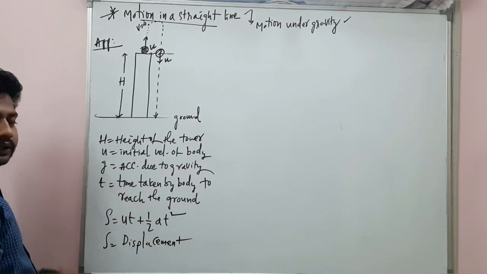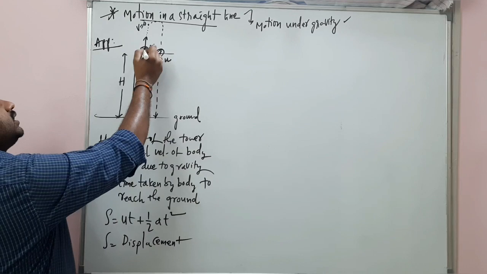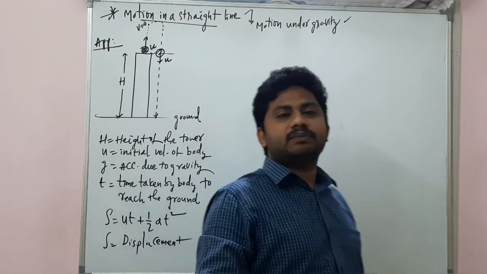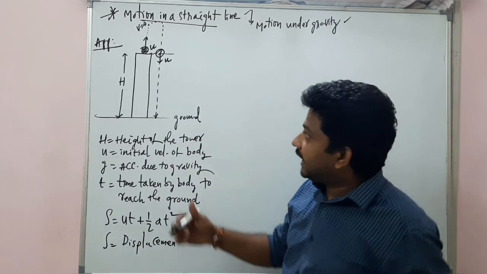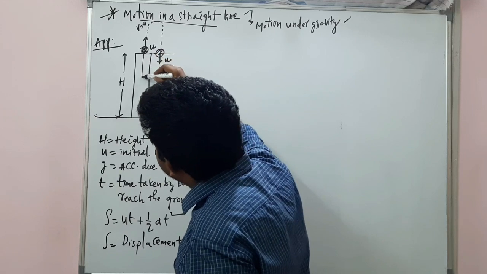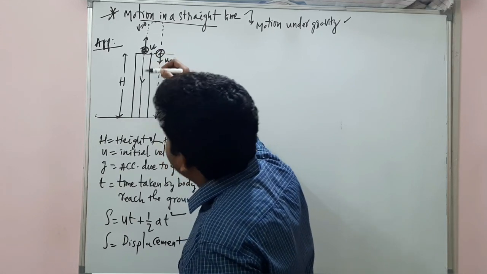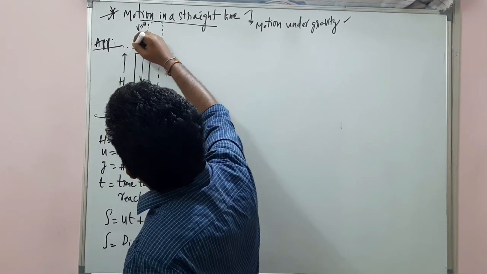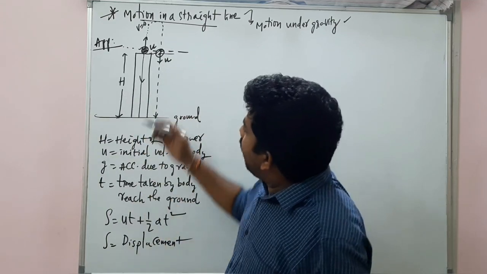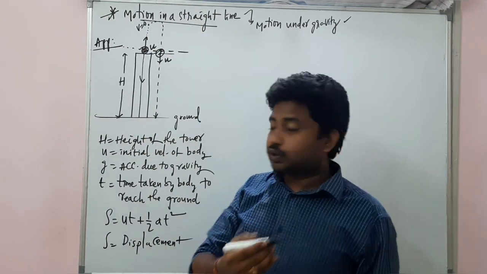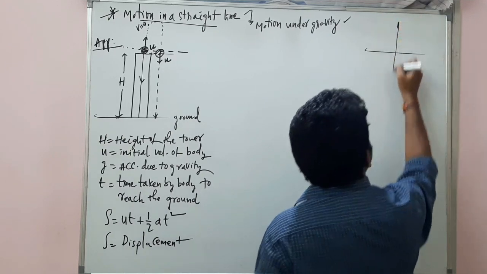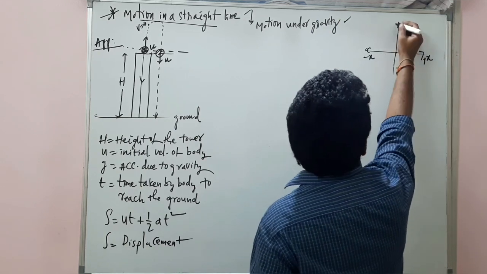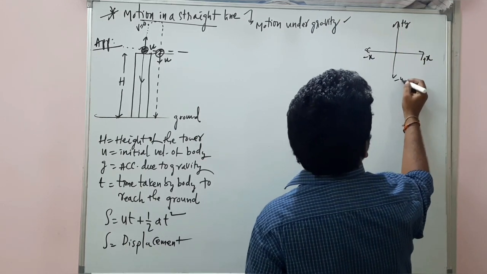So what is the displacement in this case? The initial position is this one and the final position is this. The direction of the displacement is always from initial to final, right? So this is the displacement, initial to final. If you consider the point where you are throwing the body as the origin, all upward motion is positive. According to the coordinate axis, this is plus x and this is minus x. This is plus y and this is minus y.